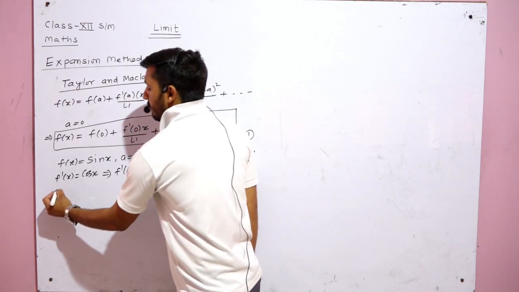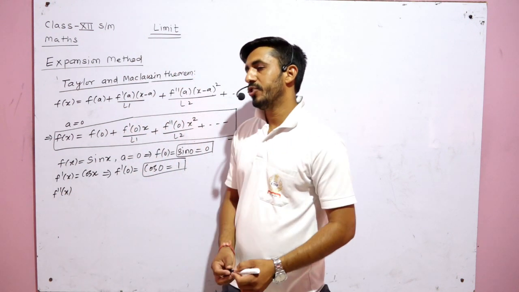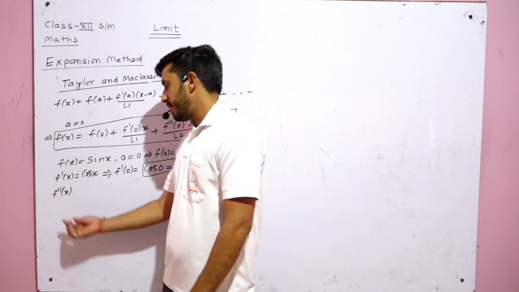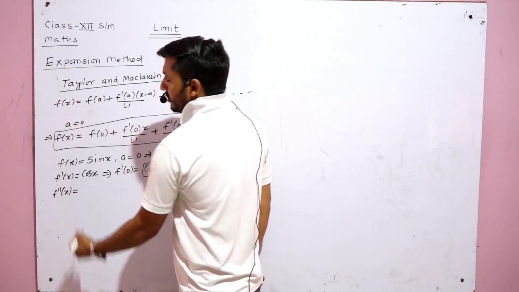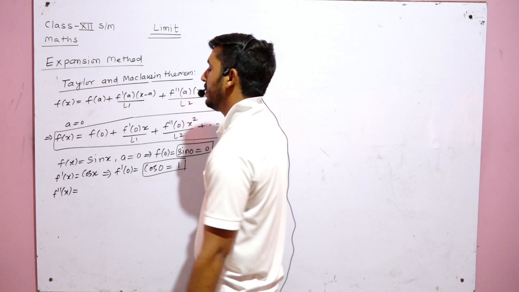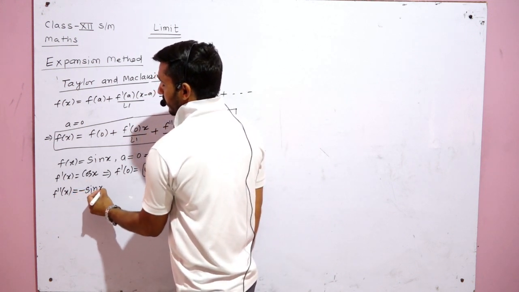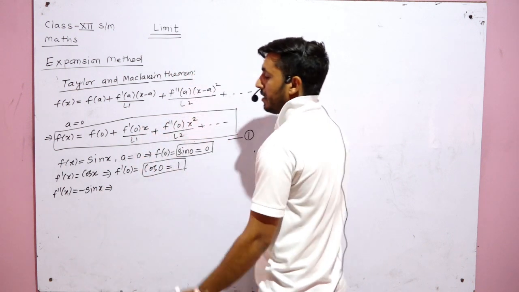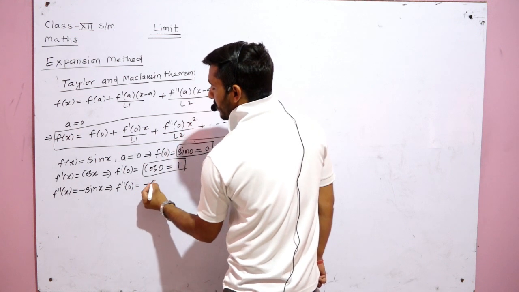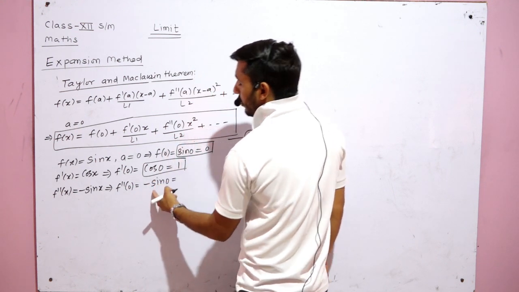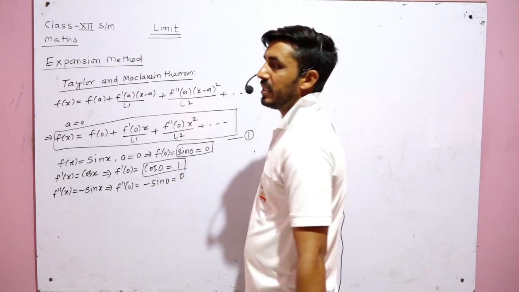Next, again we have to differentiate, two times. The second differentiation we will represent as f double dash x. Then again the differentiation of cos x, we have to remember, is given as minus sin x. From here I obtain the value of f double dash 0 as minus sin 0, and we know the value of sin 0 is equal to 0. That's why the value obtained is 0.